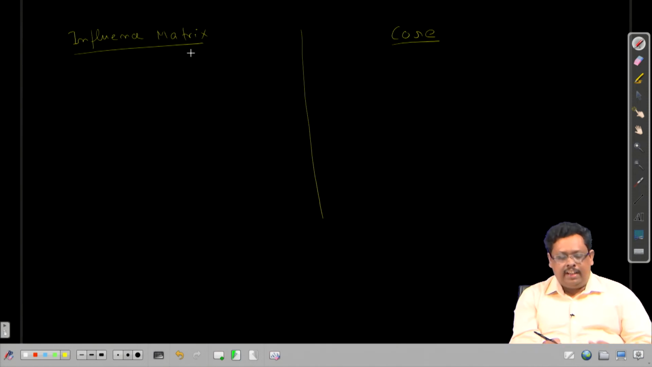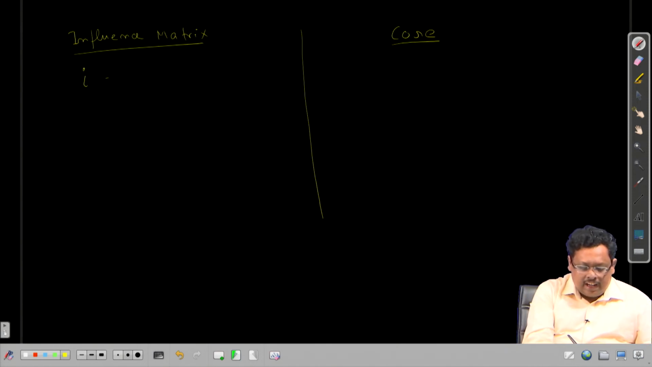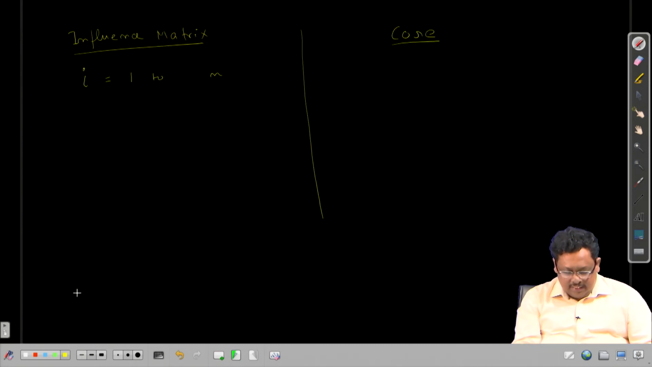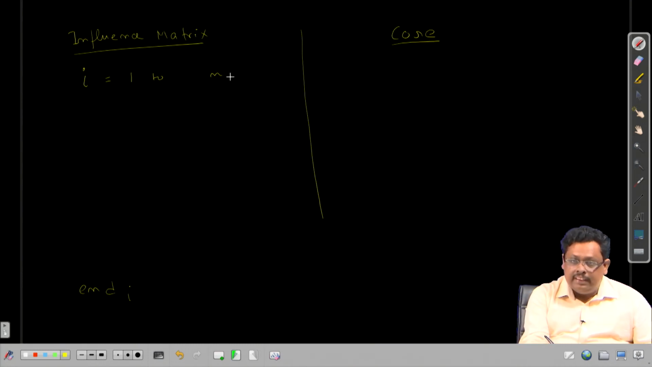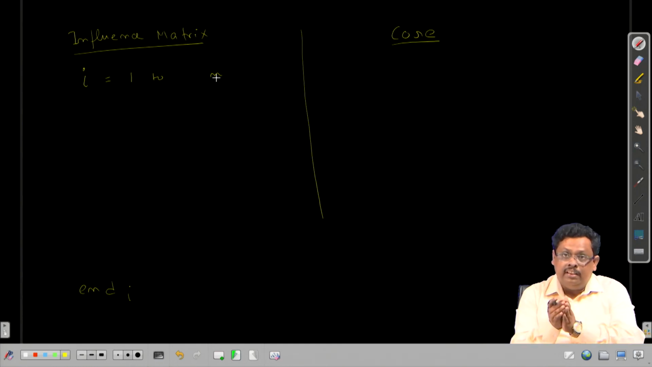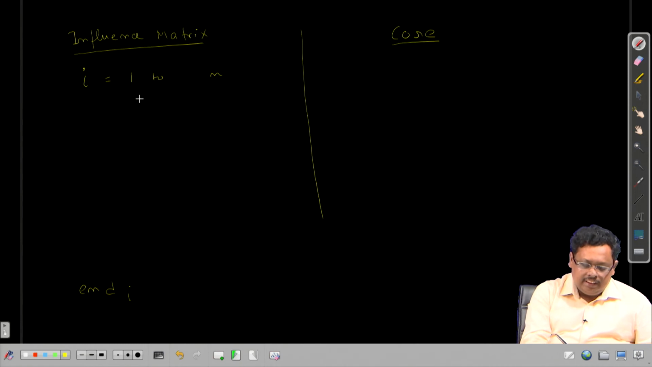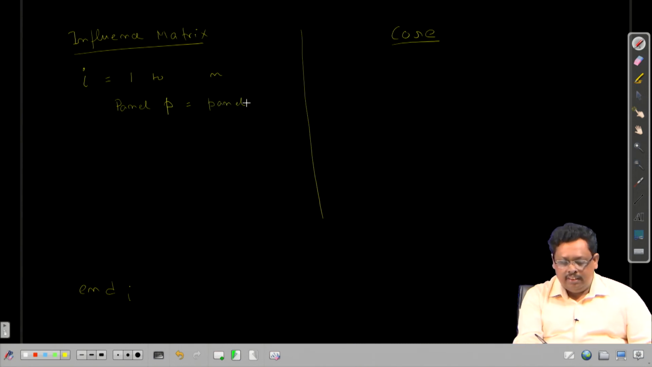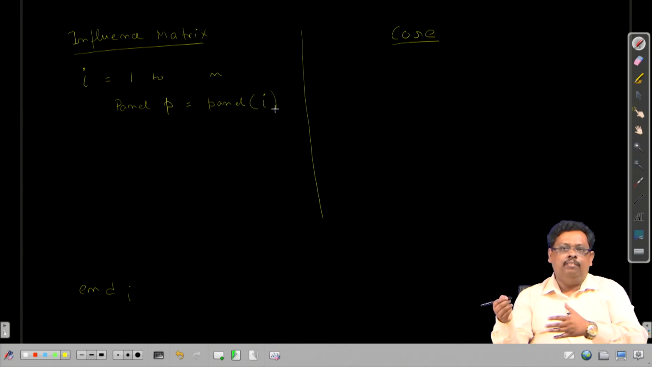Now, in this influence matrix, you can write i equal to, let us say, 1 to n, something like this. I am just writing the business logic. It should be end i, and then you write another loop. Now I have introduced my panel, right. So, then I can call some panel P, which is nothing but from my panel list. I have the list of panels, which is your mesh. So, I am taking the panel i, the ith panel.